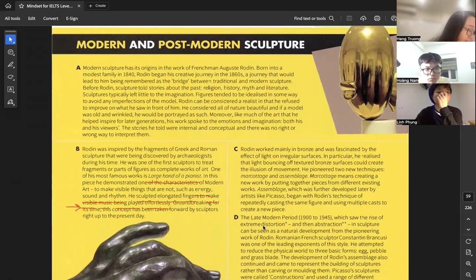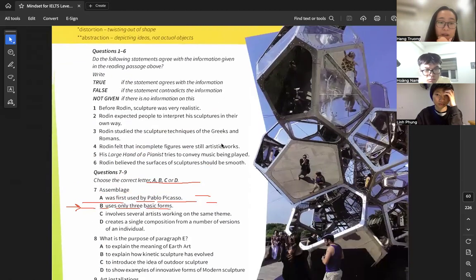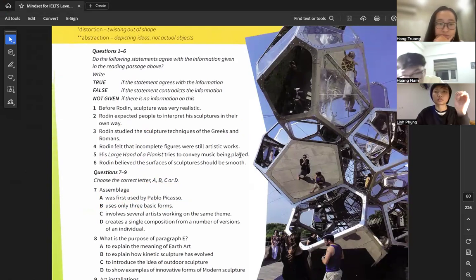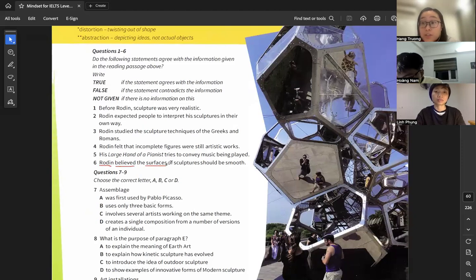Number 6, let's end the exercise. Number 6, back to Khoa. What are the keywords? The keywords here are: Rodin believed the surfaces. Okay, Rodin believed the surfaces. What does it mean, surfaces? Khoa. Bề mặt à? Đúng rồi, những cái bề mặt. Surfaces of sculptures should be smooth. All right.